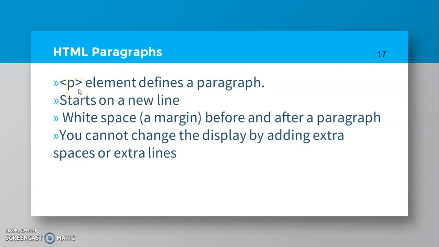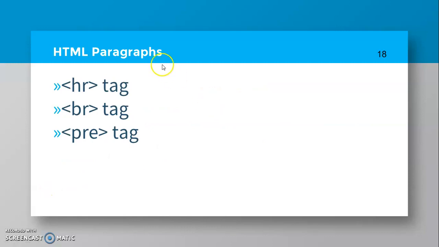So whenever you want to use a paragraph, you need to use a small p. Then one thing you have to remember about the paragraph is that whenever you use the paragraph tag, it will start on a new line. Whatever content you write inside the paragraph will start on a new line. And white space, that is a margin before and after a paragraph, you are going to get whenever you use the paragraph tag. You cannot change the display by adding extra spaces or extra lines. This we will see practically. Now these three tags we are going to see practically: HR tag, BR tag and pre tag.